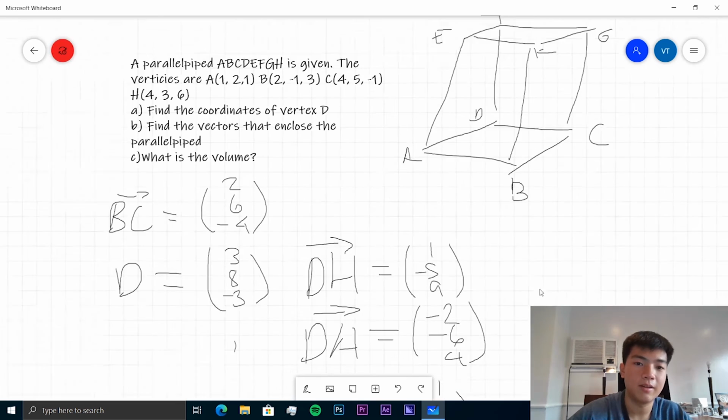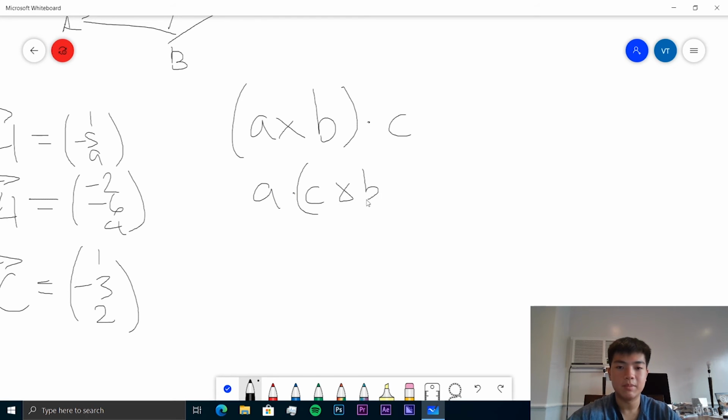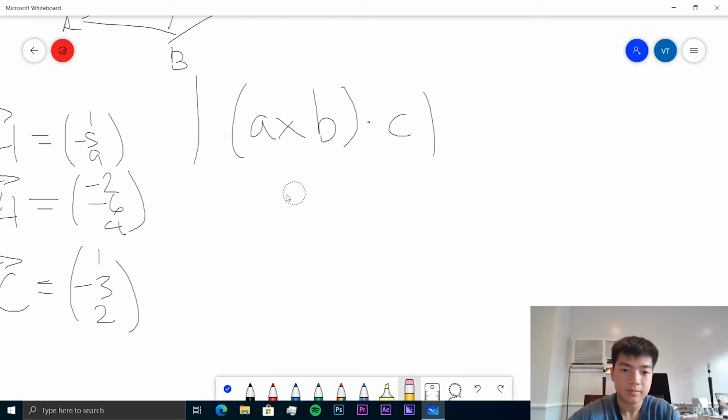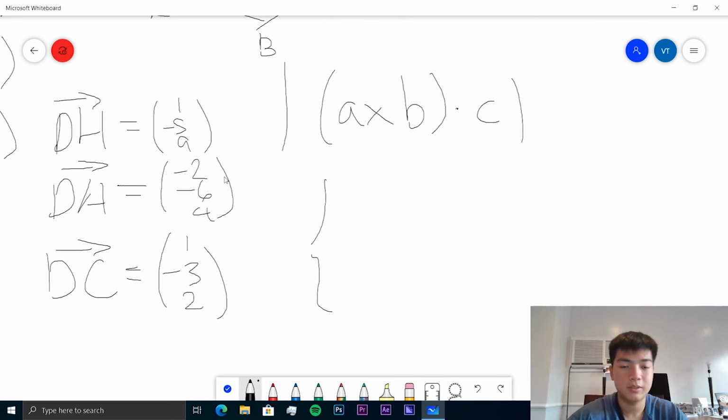So in order to get the volume, we can go A times B dot C. It shouldn't matter which way we do this. Like A dot C times B, A dot B times C should be the same. We need to get the absolute value, sorry. So let's just go A times B. Let's just use DH times DA. So this is going to be equal to negative 5 times 4 is negative 20. Plus 9 times negative 6, so plus 54.